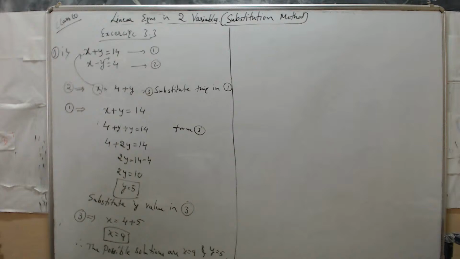Okay. Next one. S minus t is equal to 3, and s by 3 plus t by 2 is equal to 6. Shall we solve now?